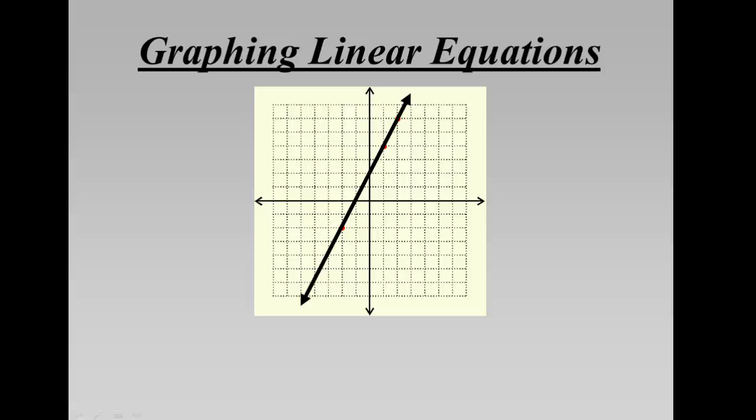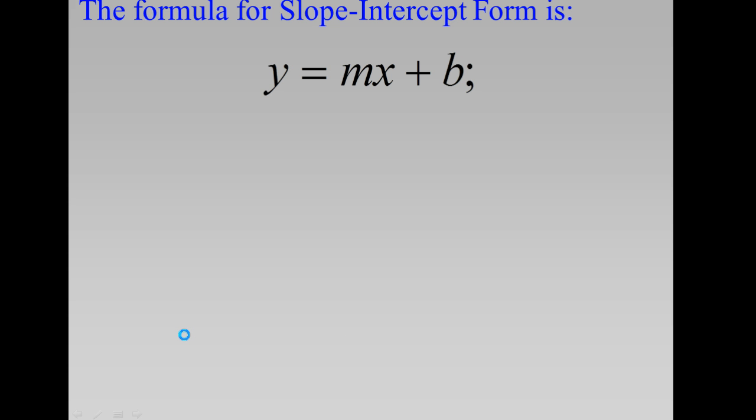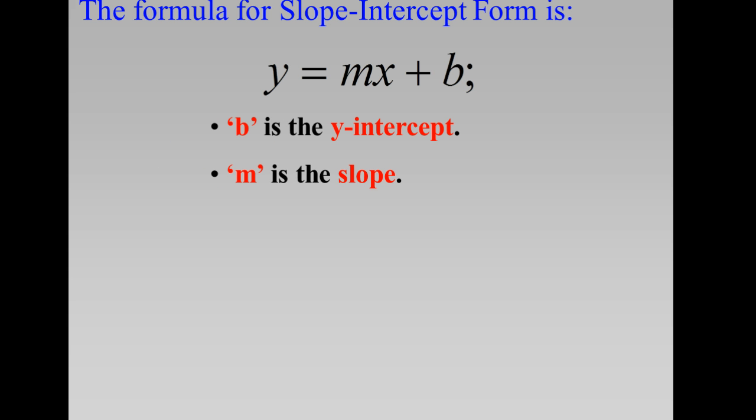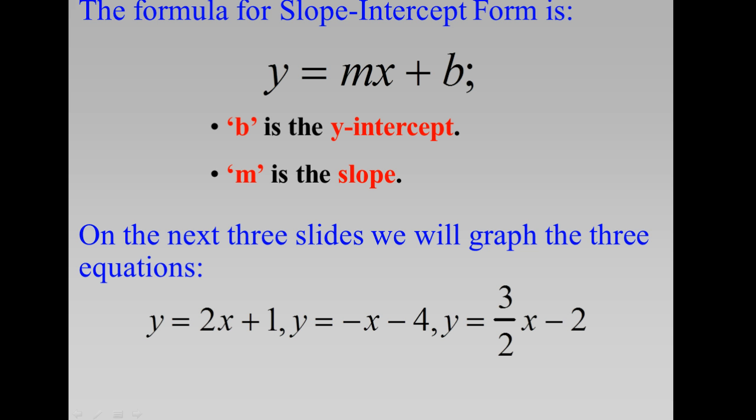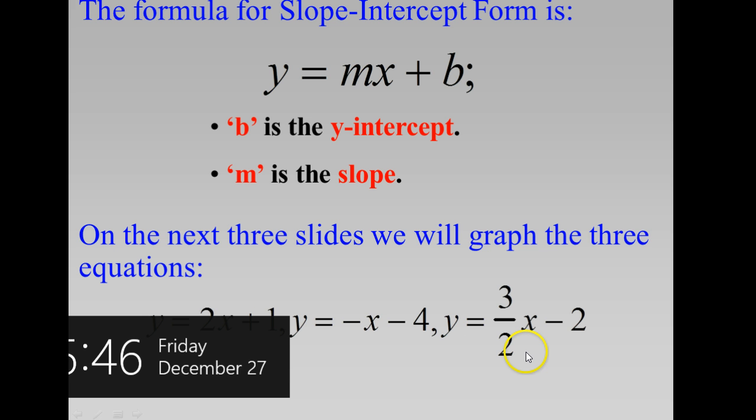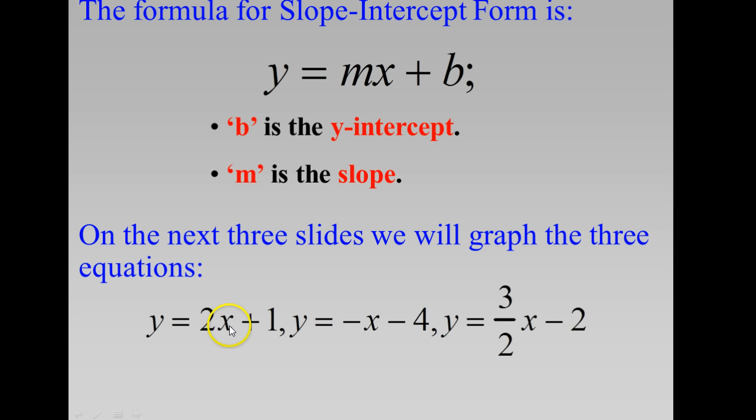Alright guys, so we have just learned about the slope intercept form. So now we are going to use it to be able to graph a line. Let's recall that the slope intercept form, the formula is y equals mx plus b, where b is the y-intercept and m is the slope. Now we are going to use this form to be able to graph the lines.